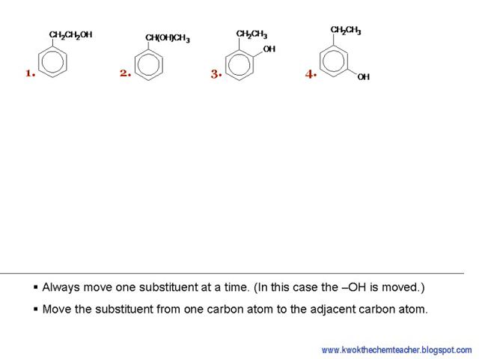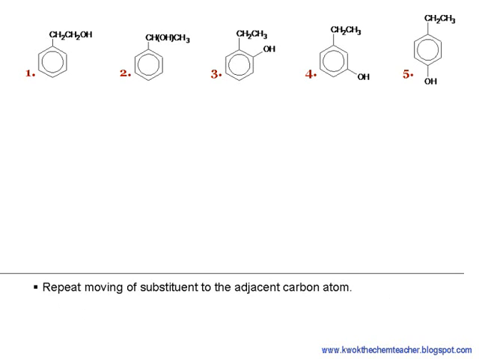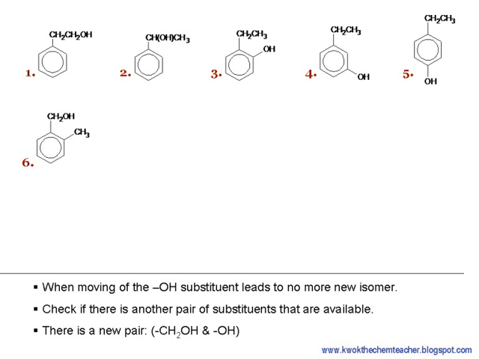Move the OH substituent from one carbon atom to the adjacent carbon atom. Repeat the movement of the OH substituent to another adjacent carbon atom to obtain the fifth isomer. When moving the OH substituent leads to no new isomer, we will check if there is another pair of substituents available. There is a new pair.